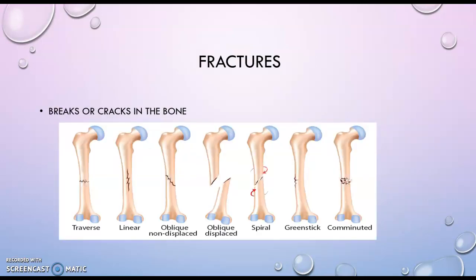So fractures, let's talk about different types. These are breaks or cracks in the bone, and a fracture is any type of break. It's just a category. There are different types: transverse, linear, oblique, non-displaced, oblique displaced, spiral, greenstick, and comminuted.